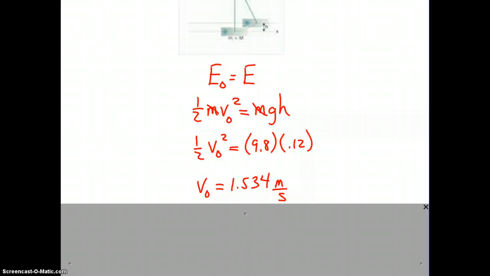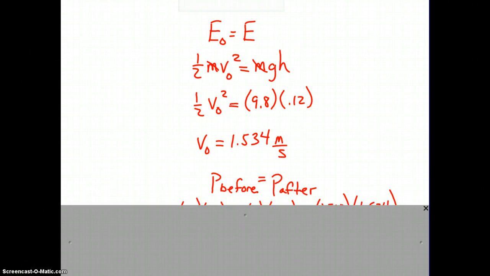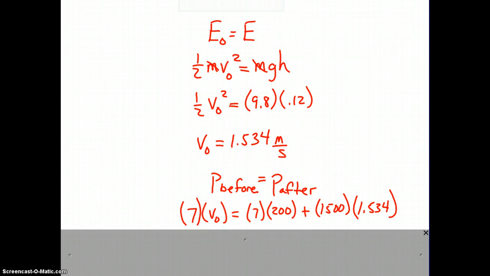Now that we know the velocity of the block after the bullet passed through it, we can conserve momentum. So we start with our conservation of momentum statement. P before equals P after. What objects, if any, have momentum before they meet? And the answer is only the bullet. And so we see our bullet of 7 grams times its initial velocity, v0, which is what we're looking for, equals the momentum after, when both the bullet and the block have momentum separately.